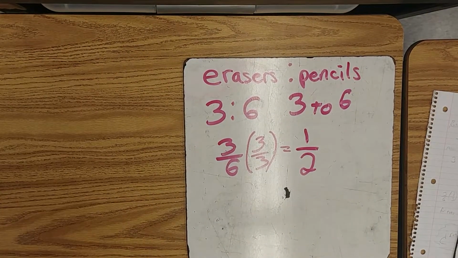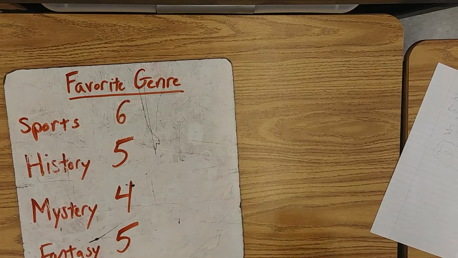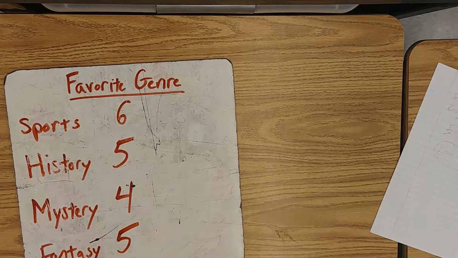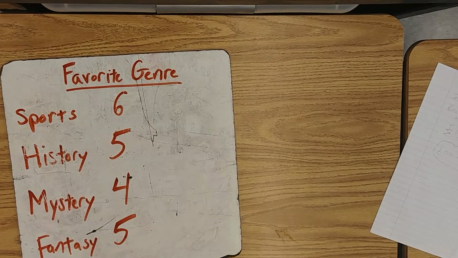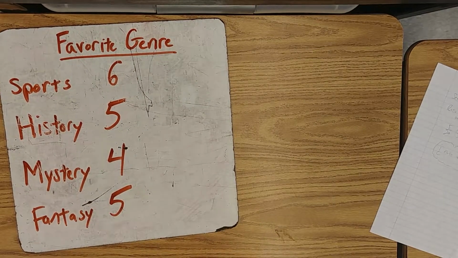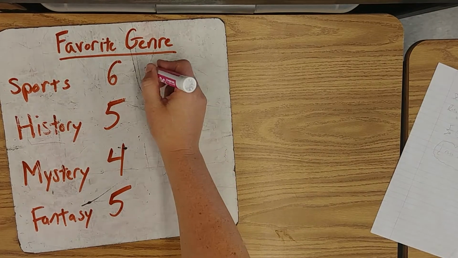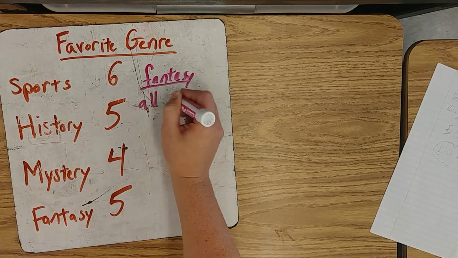We can also get ratios from using data. So if I were to poll a group of students and ask them their favorite genre, let's say 6 students said sports, 5 students said history, 4 said mystery, and 5 students said fantasy. So if I were to try to figure out the ratio of students that like fantasy compared to all the students?